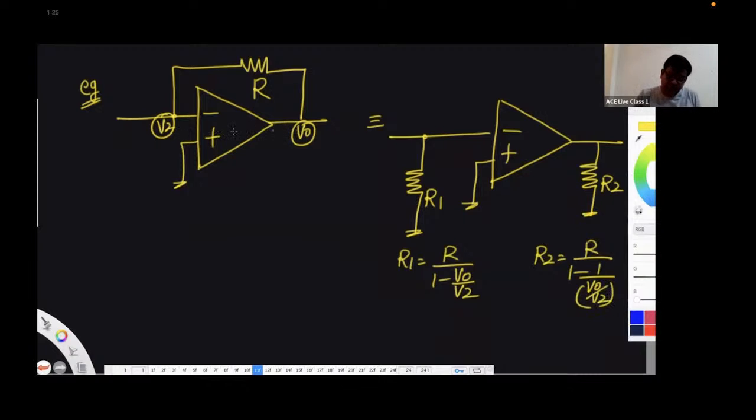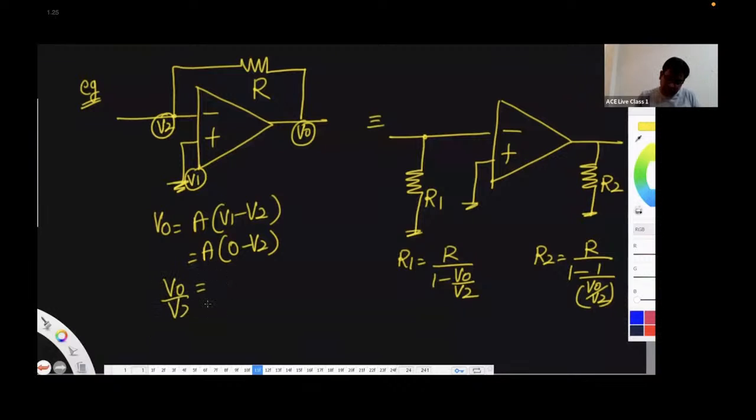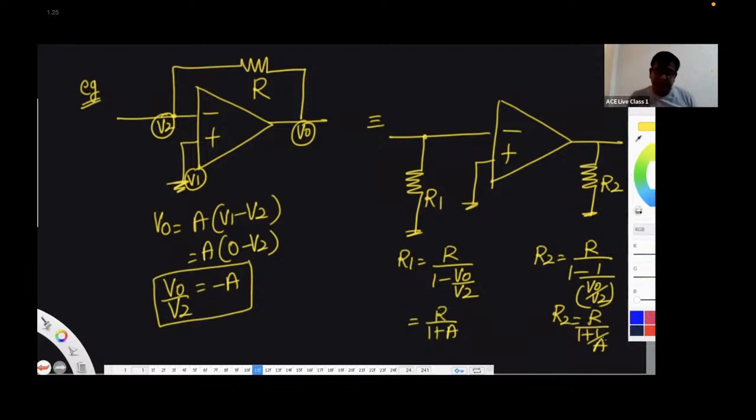Now, what is the relationship between output and input? V0 is A times V1 minus V2. So, V1 for an op amp is 0. So, it is minus A times V2. So V0 by V2 is going to be minus A. Once you know that this is minus A, you can just substitute here. R1 is R by 1 plus A. Then R2 is going to be R by 1 plus 1 by A. So this is according to what theorem? Miller's theorem. So this is very, very important.